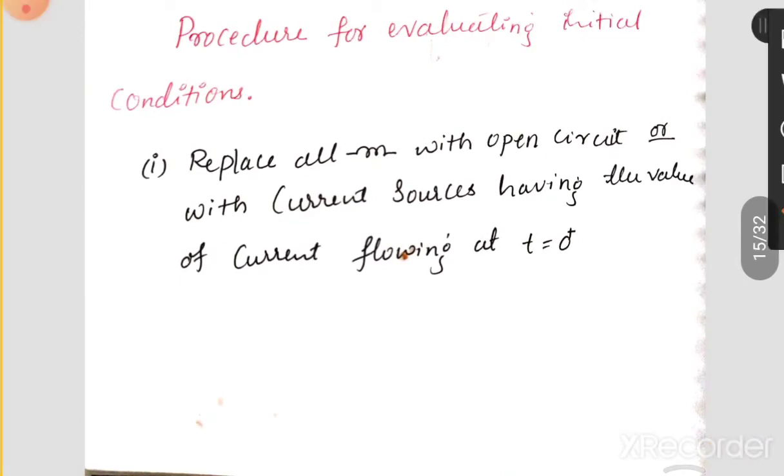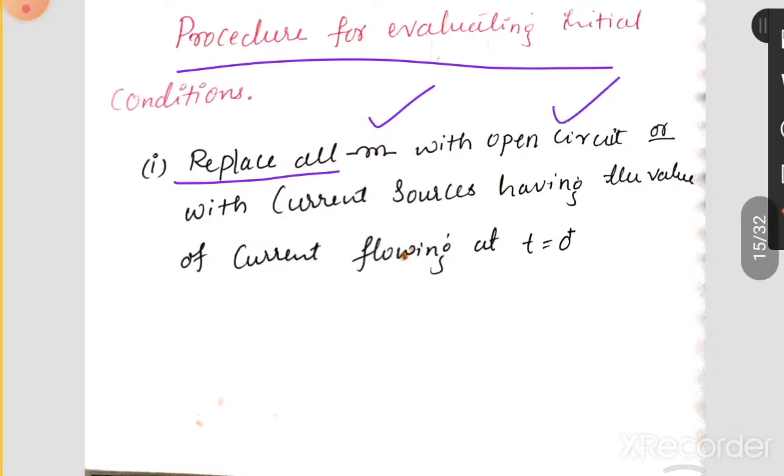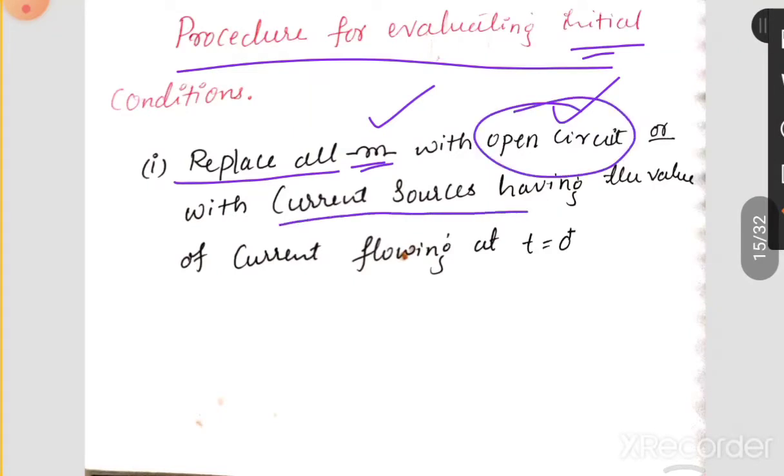We have to follow a certain procedure to evaluate initial conditions. First, when you get a circuit diagram, immediately find the initial conditions and replace all the inductors with an open circuit. If you have an inductor with a current value, then that has to be shown with a current source, at t equal to 0 plus.